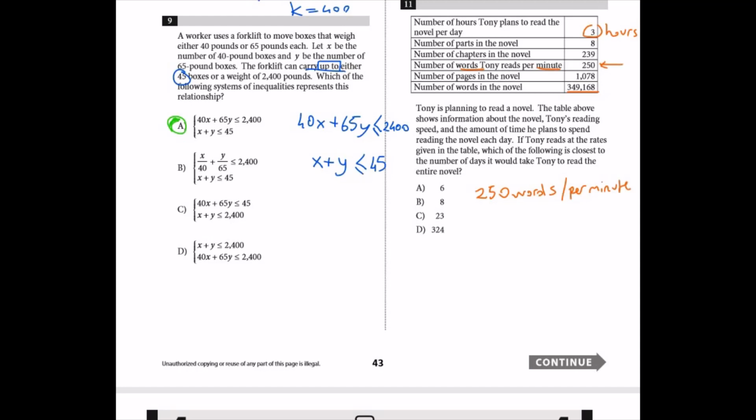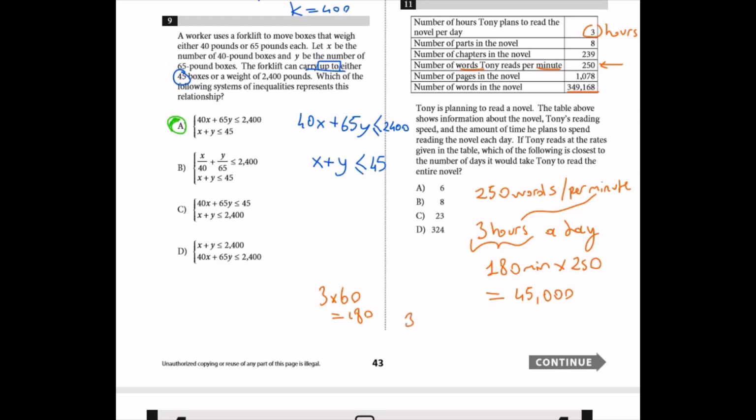And we know that he reads 3 hours a day, which means 3 hours. We have to convert this into minutes to be on the same page. So 3 hours is 180 minutes, or you can multiply 3 times 60, and you're going to obtain 180 minutes. So he reads 180 minutes a day. And 180 minutes times 250, if you multiply that using your calculator, you're going to obtain 45,000. Now we converted time to its equivalent in words. So in 1 day of reading, he reads 45,000 words.